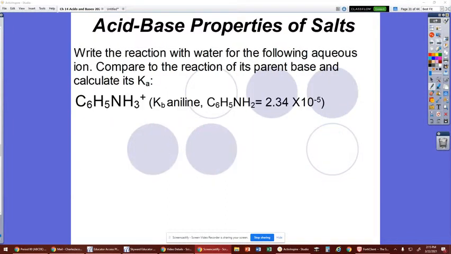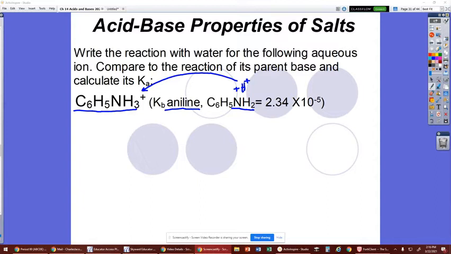All right, and then we can do the same thing for a base. So here is another situation where we have a base, and we're going to try to figure out what Ka is for this acid. This would be the conjugate acid of aniline, which is our base. Notice C6H5NH2, if we add a hydrogen here, it gives us this right here. So that's going to be the conjugate acid.